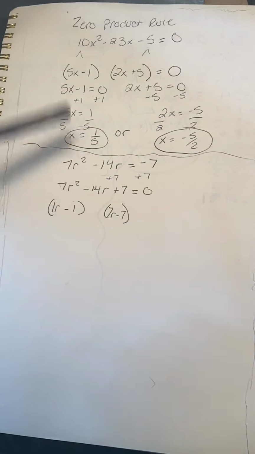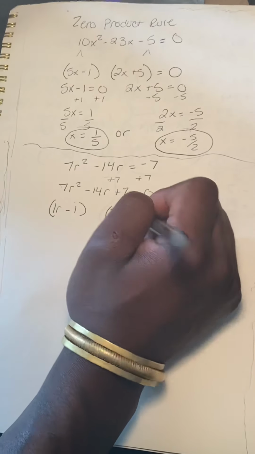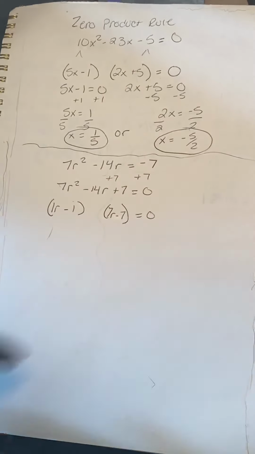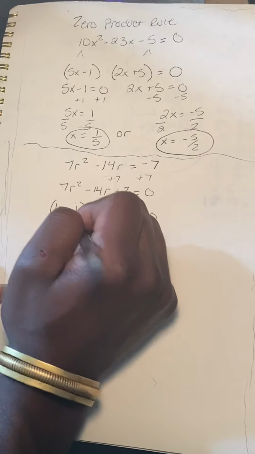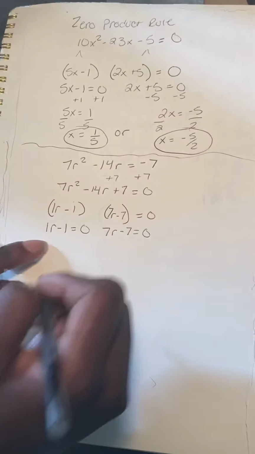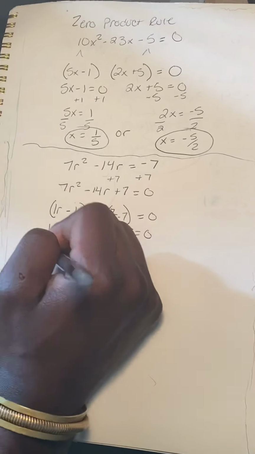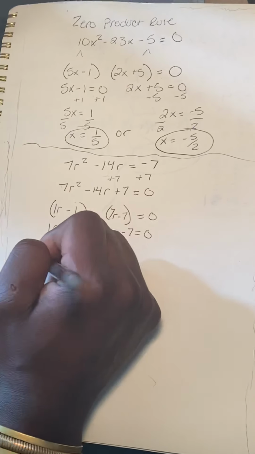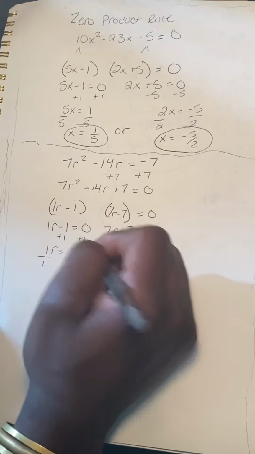But then again, like the previous problem, I set both of these equal to 0, and I draw two equations. So I'm going to have 1r minus 1 is equal to 0, and 7r minus 7 is equal to 0. I'm going to solve these like any regular equation again. So now I have 1r is equal to 1, divided by 1 on both sides. r is equal to 1.